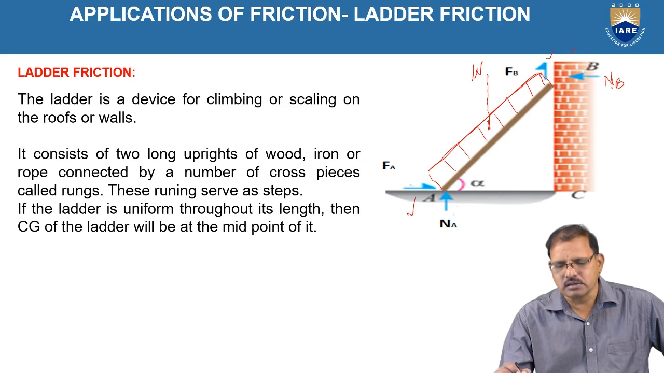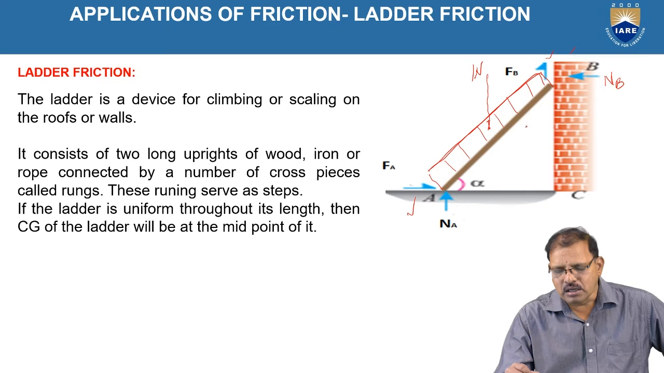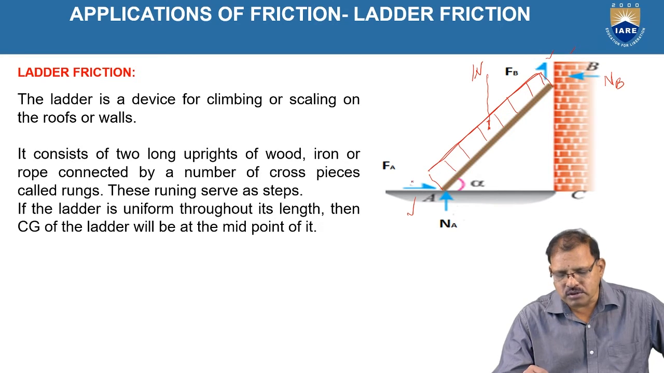And at A, when the ladder tends to slide downward, the end A always moves away from the vertical wall. Hence, the frictional force always acts in the direction opposite to that in which the point tends to move. Here, according to this figure, it is toward the right side. The normal reaction is upward.